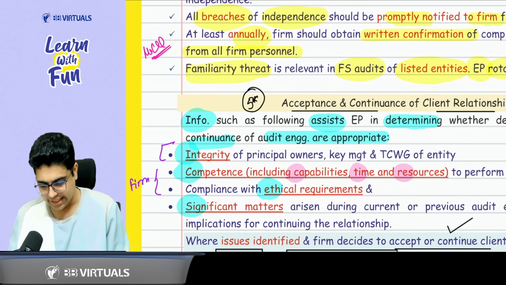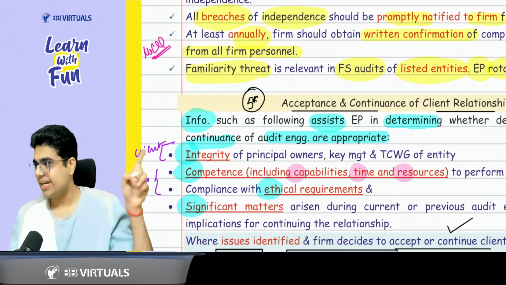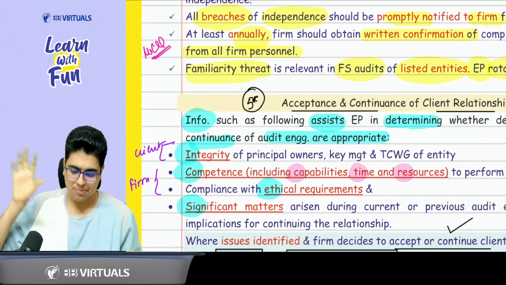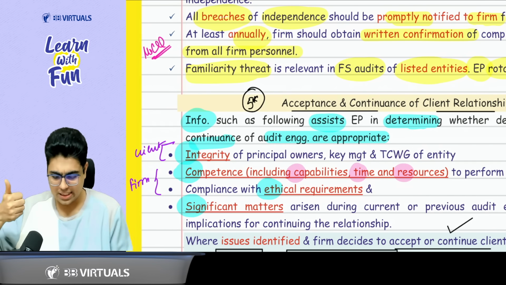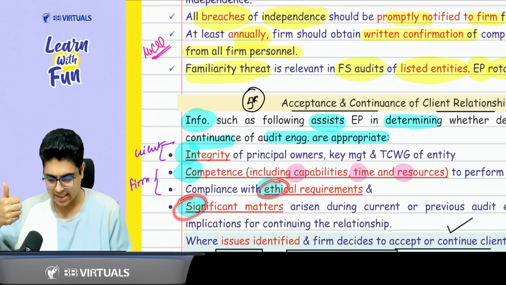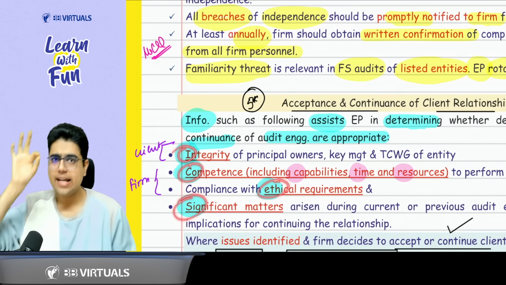What about the client? Client should have integrity. That means the integrity of the owners, management, and TCWG. So these are the 4 points: significant matters, ethical requirement, CCTR, and integrity.